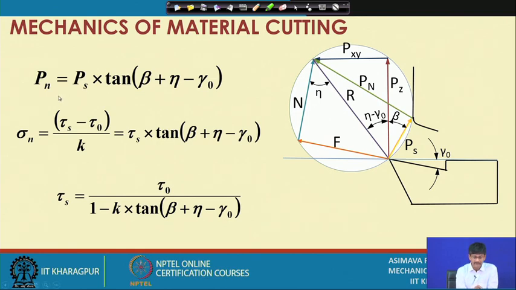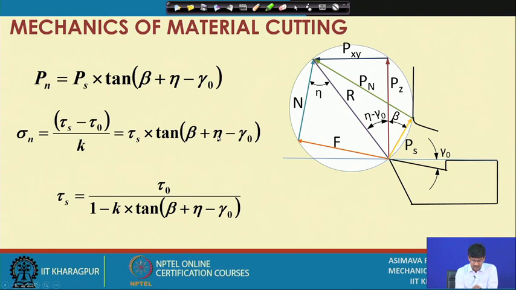We also have a relation between the force normal to the shear plane and the force tangential to the shear plane. We have a tangential relationship, P n is here, P s is here, and this is the angle beta plus eta minus gamma o. So, if we divide by the shear plane area, we have sigma n replacing P n by A s, and P s gets replaced by tau s, and tan remains as it is.